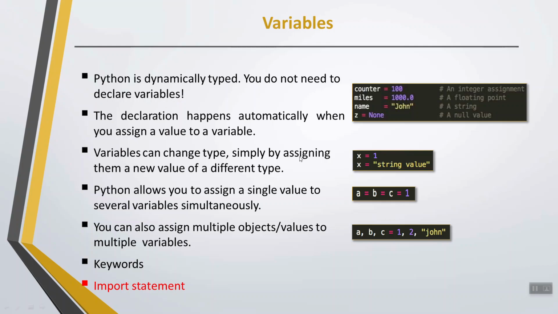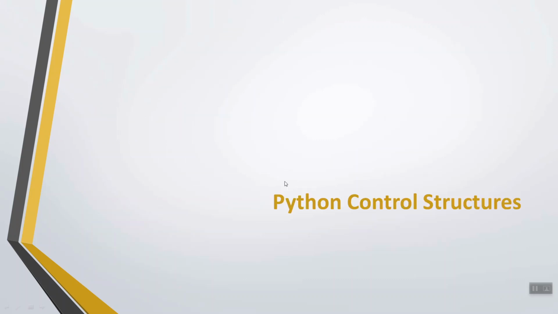This was all about variables. In the next lecture we will learn about Python control structures. Python has different control structures, conditional and unconditional. We will learn in the next class. Thank you so much, everyone.